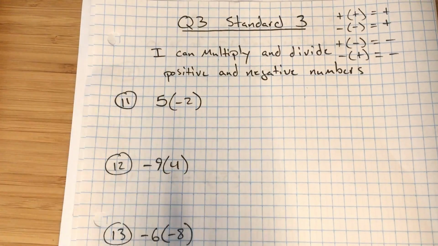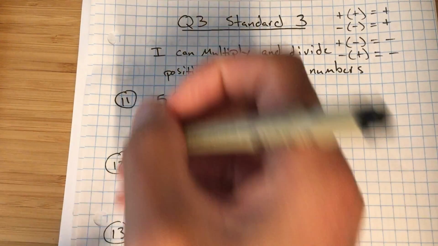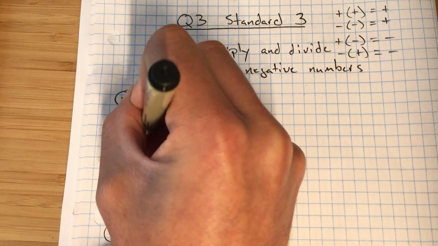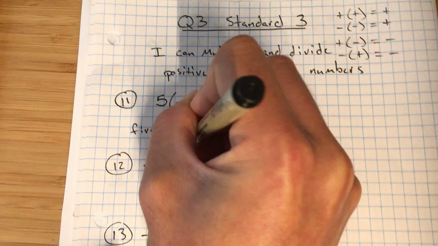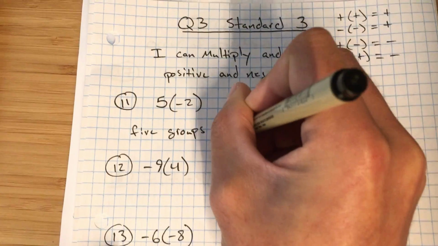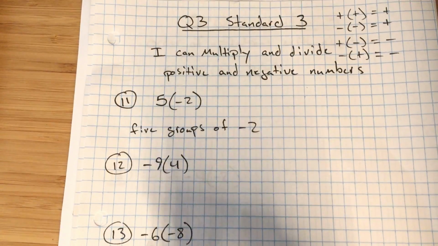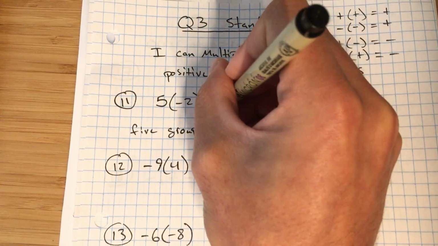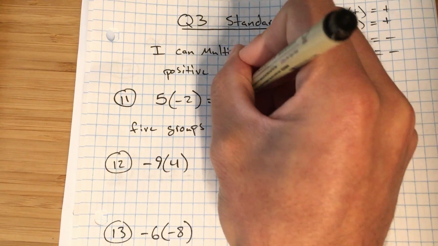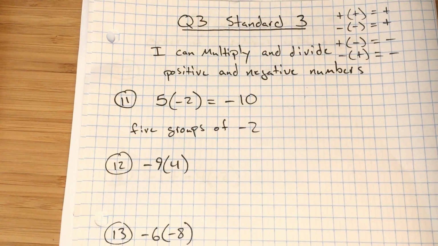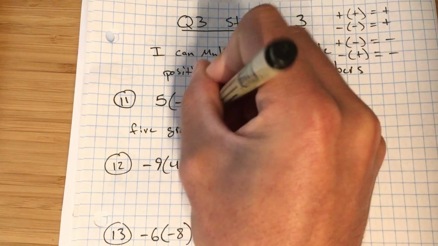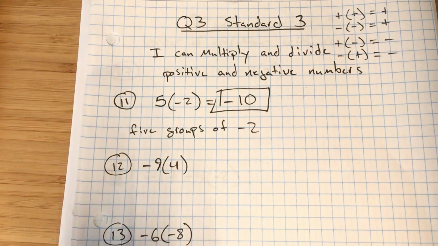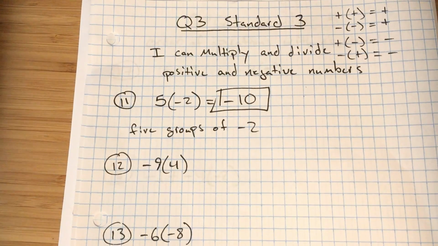So starting here, 5 times negative 2. We think of this as 5 groups of negative 2. So if I have 5 groups of negative 2, that's a whole bunch of negative numbers. That's going to give me a negative answer, and 5 times 2 is 10. Okay? On to number 2 here, or 12, it's actually 12. Sorry, I'm going through the numbers in the test.